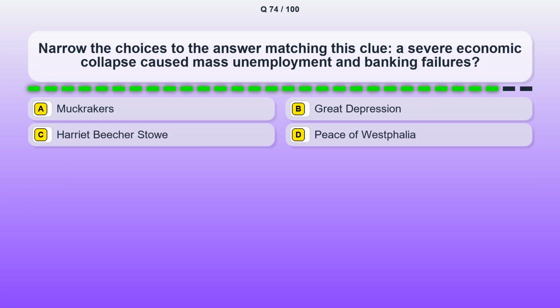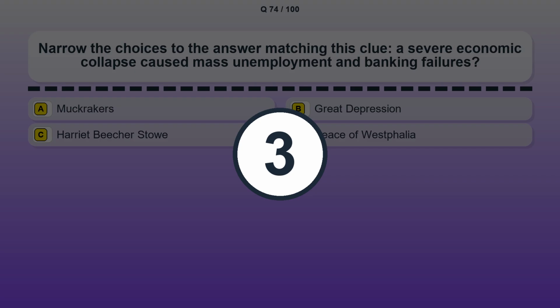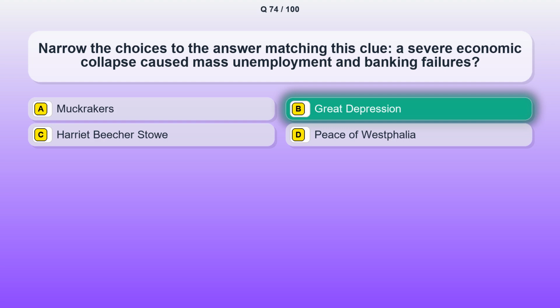Question 74. Narrow the choices to the answer matching this clue. A severe economic collapse caused mass unemployment and banking failures. Option A, muckrakers. Option B, Great Depression. Option C, Harriet Beecher Stowe. Option D, Peace of Westphalia. The correct answer is option B, Great Depression.